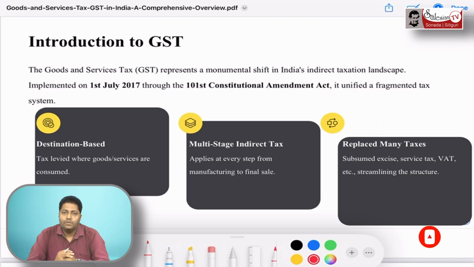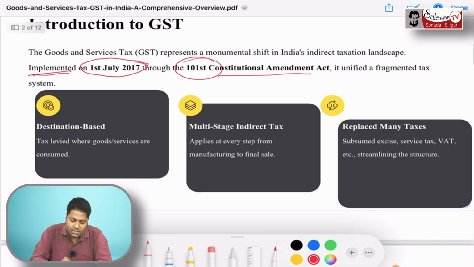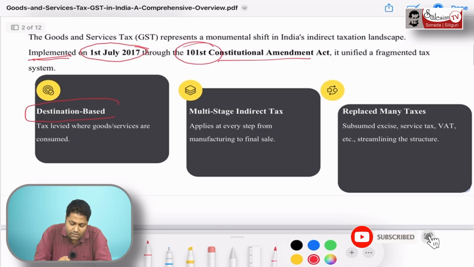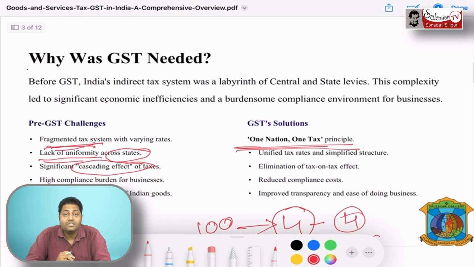So we will do a quick revision now. Let's see what we have studied today. We have studied that implementation of GST was done on 1st July 2017, with the help of the constitutional amendment, that is the 101st constitutional amendment. We have studied that it's a destination based tax. I think it is clear to you now. It is a multi-stage indirect tax. Next, it replaced many taxes. We all know which taxes it replaced.